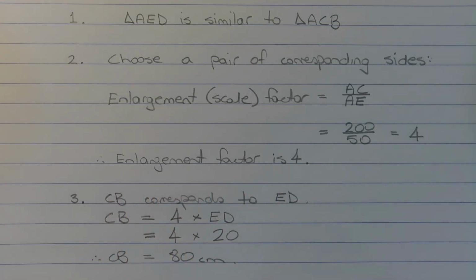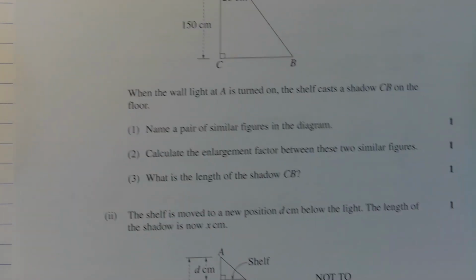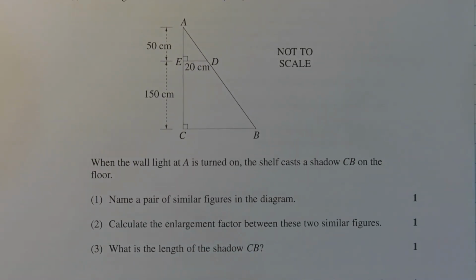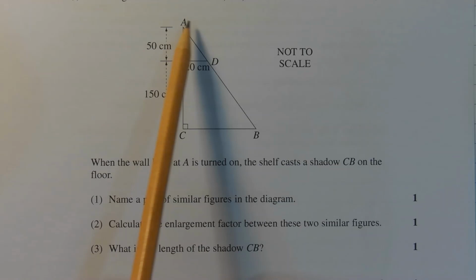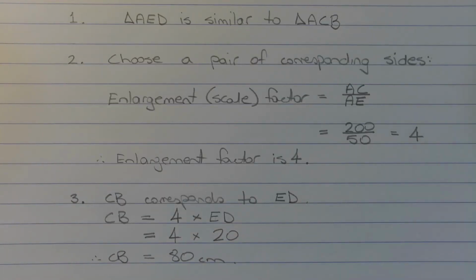And for the third part of part 1, side CB corresponds to side ED. Now CB is the side on the larger triangle, so that's this side here, which corresponds to the shadow, and that corresponds to the shelf itself, which is side ED on the smaller triangle. So CB is equal to 4 times ED, and 4 is the enlargement factor that we just worked out. So CB is equal to 4 times 20, which equals 80 centimeters.